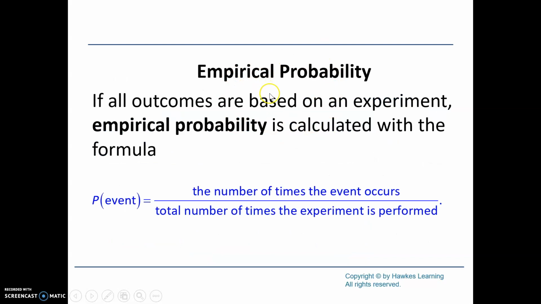Empirical probability. So that's the second one we're going to talk about. There's only 2 probabilities we talk about in this class. It is calculated with the following formula. It looks very similar to the classical. You still need the number of times the event occurs, whatever special event you're looking for. But this time it's over the total number of experiments that are performed.